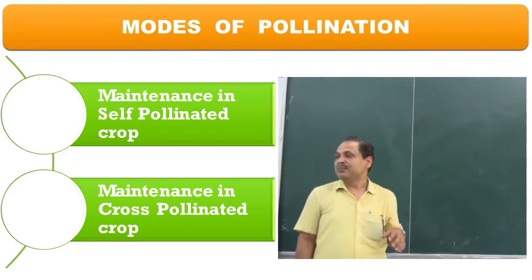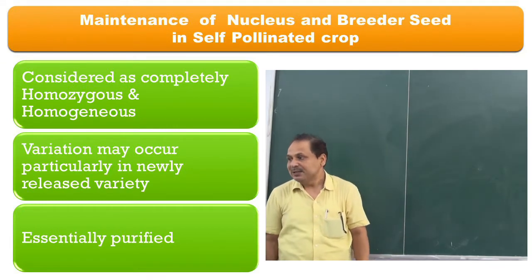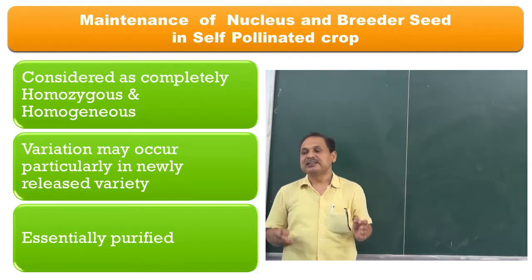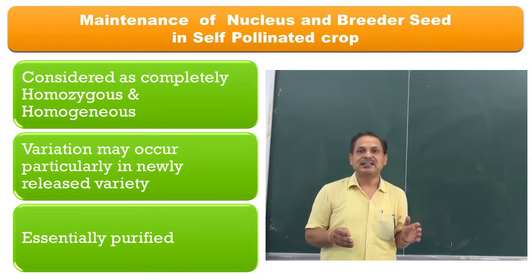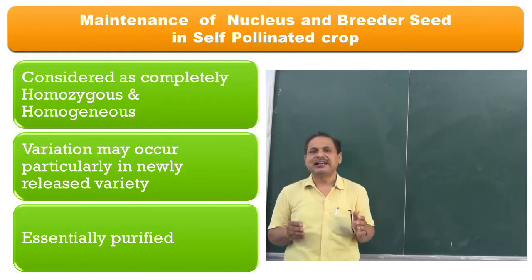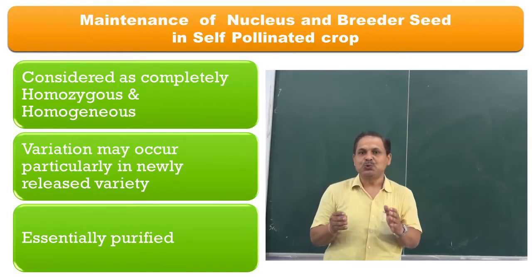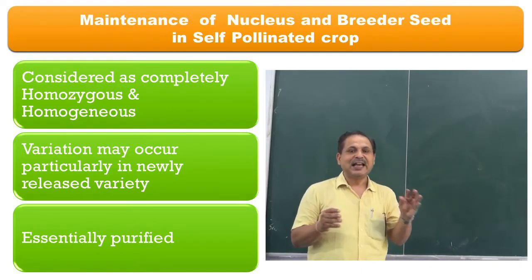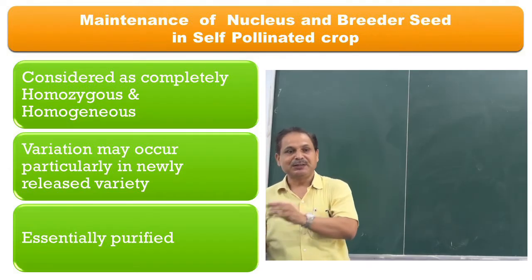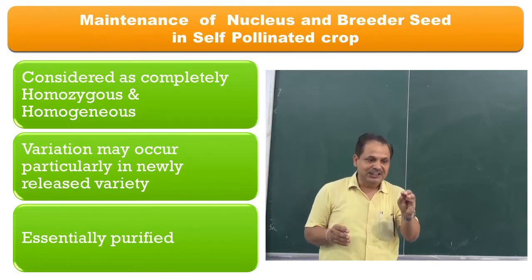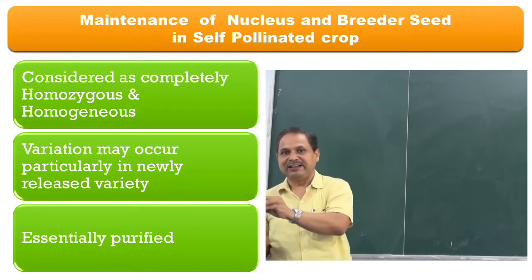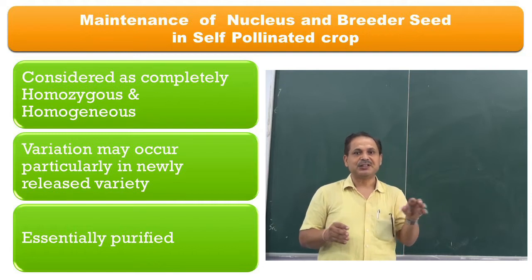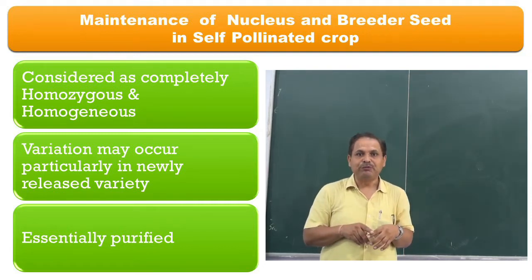While we talk about the maintenance of nucleus and breeder seed production in self-pollinated crops, we know very well that a self-pollinated crop is considered completely homozygous and homogeneous. These two words, students, must be known to us: homozygous and homogeneous. Homozygous means the genes are at homozygous level, homozygous at each locus, whereas homogeneous means uniform populations.